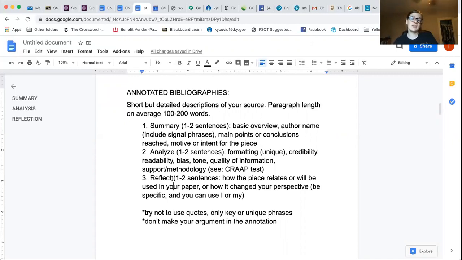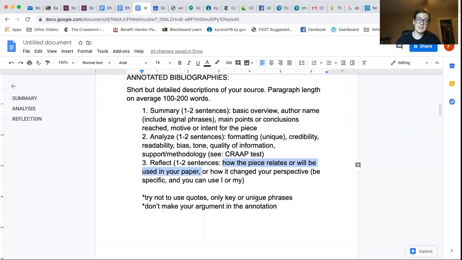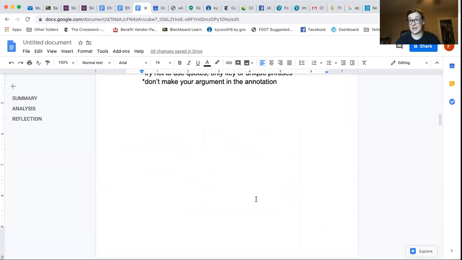So it gives you a chance to look at the quality of your source and the purpose of your source, which is the point of these annotated bibliographies. So how it relates to be used in your paper, how it changed your perspective, maybe. I'm more interested in this bit. That's really the part of the reflection I want, but I've seen versions with things like that. So, all right, let's look at examples, right?